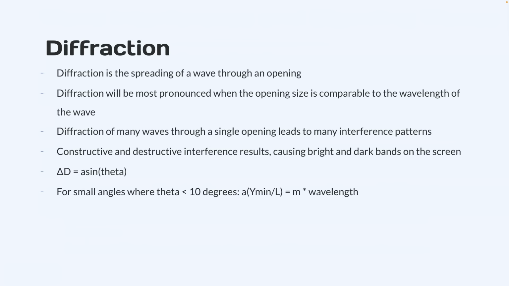The distance is equal to a sin theta between corresponding bright spots and dark spots. For small angles, where theta is less than 10 degrees, we use this equation: a times y_min over L is equal to m times the wavelength.